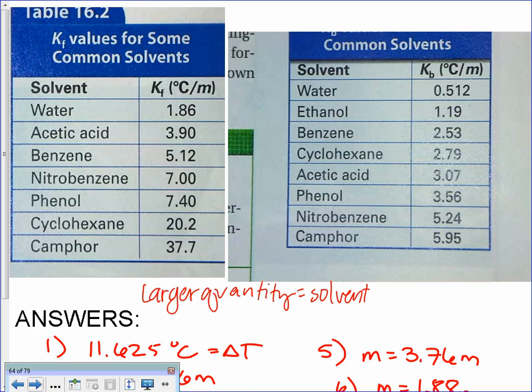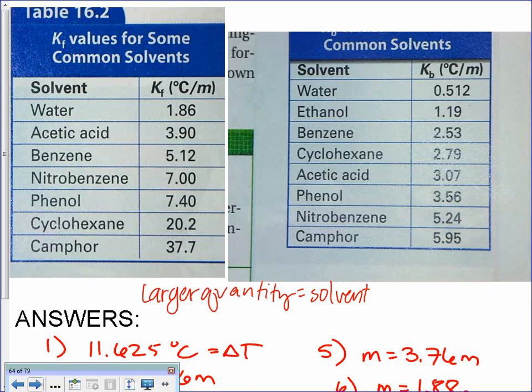Sorry guys, let me guide you a little bit more before I move on, okay? Whenever you are implementing delta T is equal to KiM, you have to talk to yourself. The K value is for the solvent, and the solvent is always the larger quantity involved in the problem. In number one, it's water because it's 500 grams of water versus 100 grams of methanol. So the K value is the freezing point depression constant for water, 1.86.